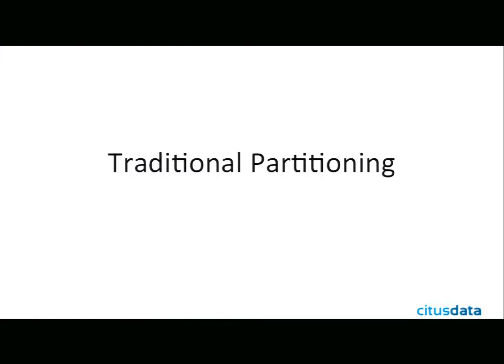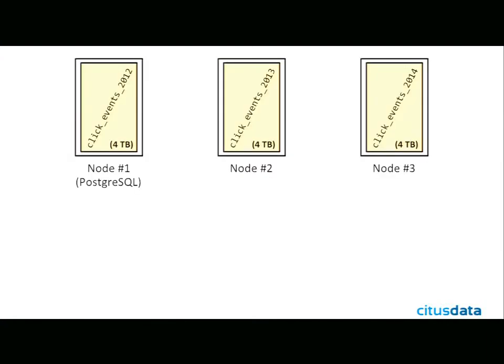So let's start by looking at how to scale out a cluster. First, I'm going to talk about how partitioning has been done in the past, traditional partitioning. So this is your previous era when you have 3 nodes, and you want to partition your data set into those 3 nodes. So a third of your data goes to node 1, a third of your data goes to node 2, and so forth.